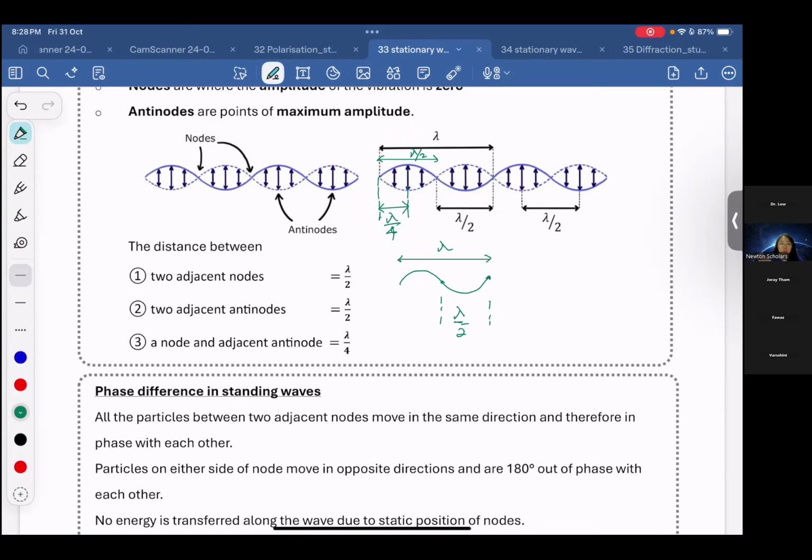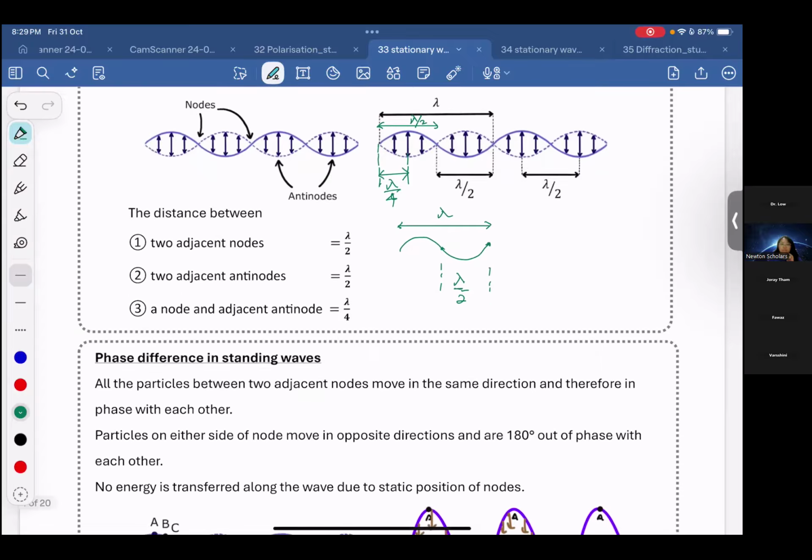From where to where is one complete wave. Then the distance between node and node is half wavelength. Distance between antinode to antinode is half wavelength also. A node to adjacent antinode is half, not half, 0.25 wavelength. This idea is it okay, dear? Okay.